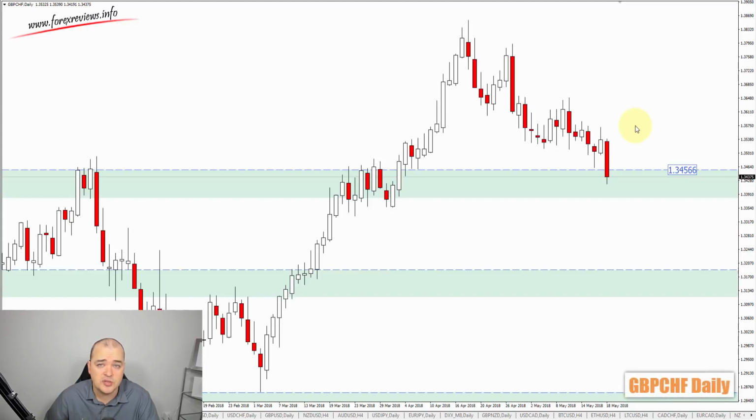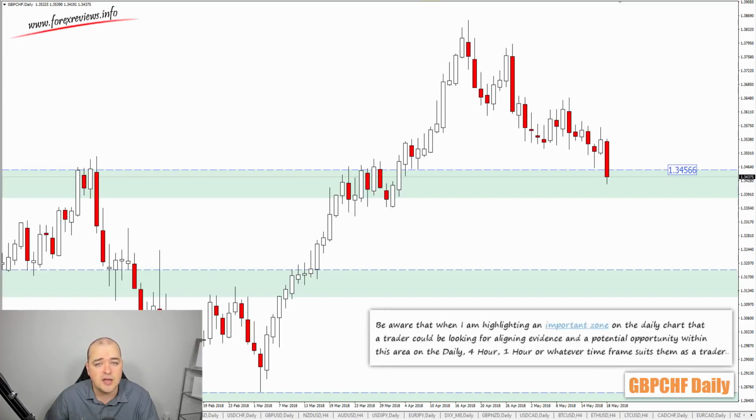Okay, next pair I'd like to highlight is GP Swiss, and I'm on the daily chart. Now on GP Swiss this week, what we'd like to highlight is where price action is testing right now, which is the 134.56 zone area. This is an area on this market where I'm just looking for bullish evidence in this area.